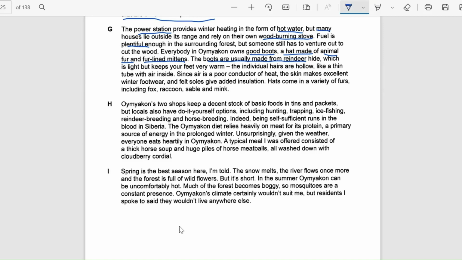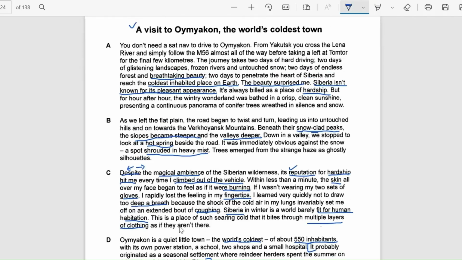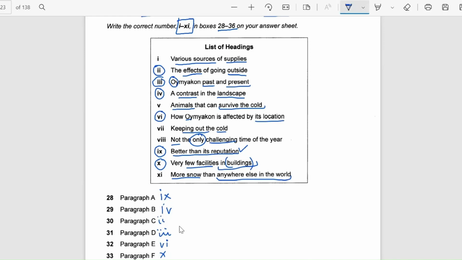Okay, then it's talking about the conduction of heat. And then it's talking about how this fur makes perfect winter wear. And hats come from a variety of furs, including fox, raccoon, sable, and mink. So these are the animals from where the material is taken for making hats and other things that people wear here.